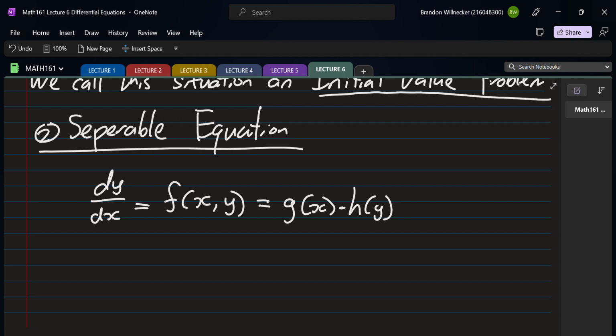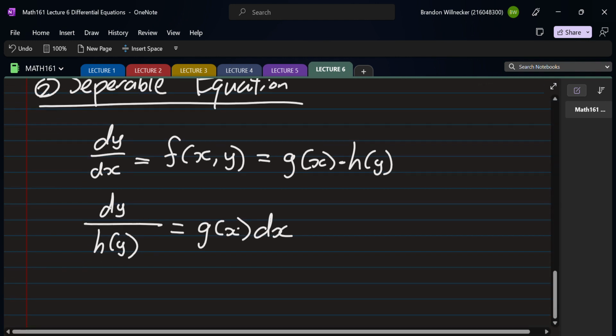We're going to rearrange some things to have one side being x only and the other side being y only. So we take this dy and divide by h(y). Now that side is only y terms, and this is equal to g(x) dx. And that right-hand side is only x terms. So what we can do now is integrate both sides.